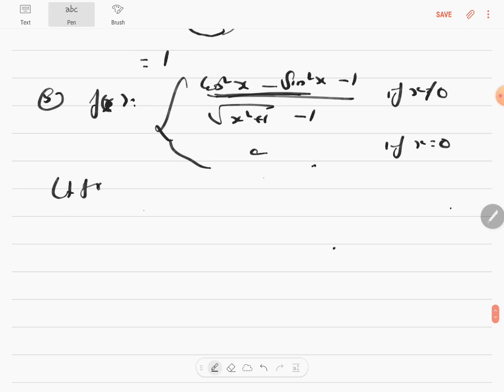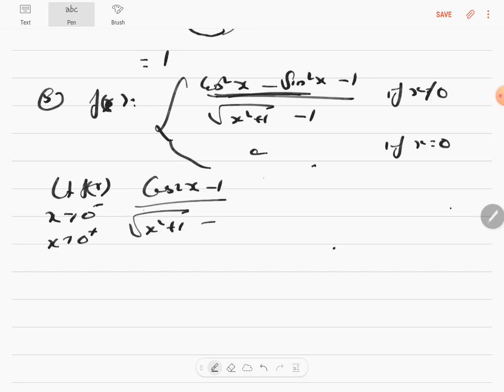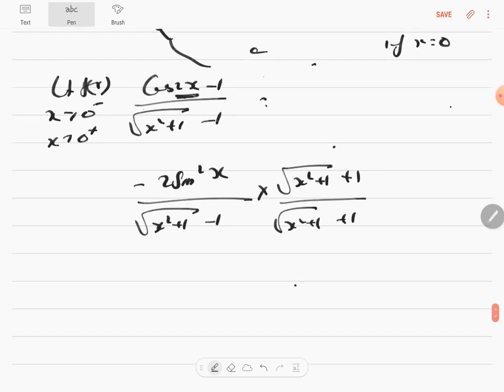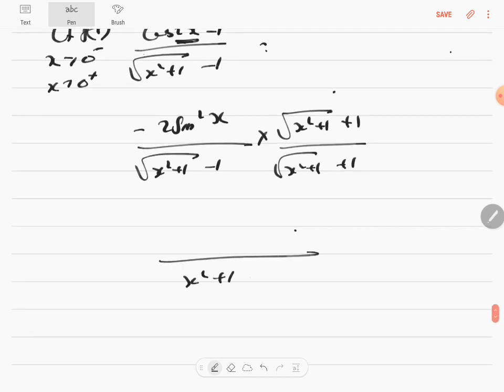So the limit of f of x as x tends to 0 from the left or from the right is cos 2x minus 1 by root of x square plus 1 minus 1. I'll change around the question first itself. 1 minus cos x is 2 sine square x by 2, so it's juggled here: minus 2 sine square x, because this is 2x and the half angle will be just x, by root of x square plus 1 minus 1. Now I can rationalize also. Multiply by root of x square plus 1 plus 1 over root of x square plus 1 plus 1. A square minus b square gives x square plus 1 minus 1. And it will be minus 2 into sine square x into root of x square plus 1 plus 1.